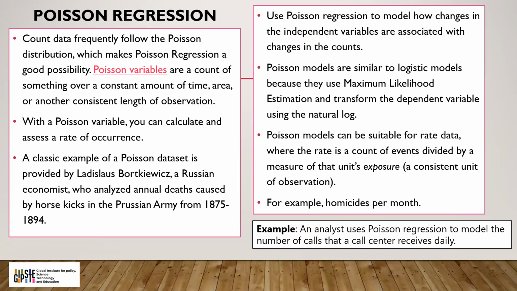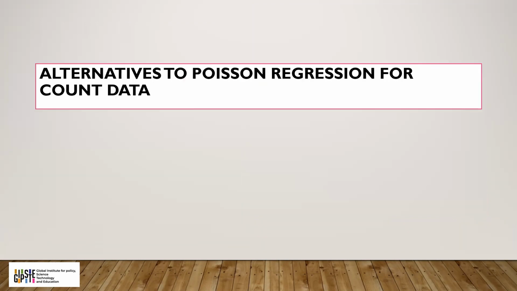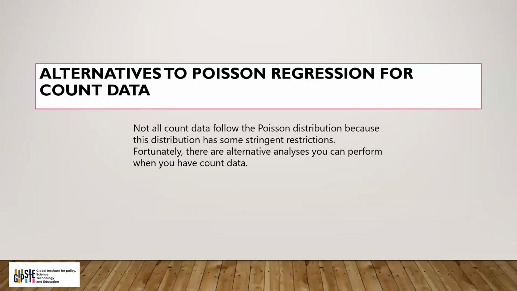Another specific example is an analyst who uses Poisson regression to model the number of calls that a call center receives daily. Here too, you can use the Poisson regression model. Alternatively, there are alternatives to Poisson regression for count data. Not all count data follow the Poisson distribution because this distribution has some stringent restrictions. Fortunately, there are alternative analyses you can perform when you have such count data.